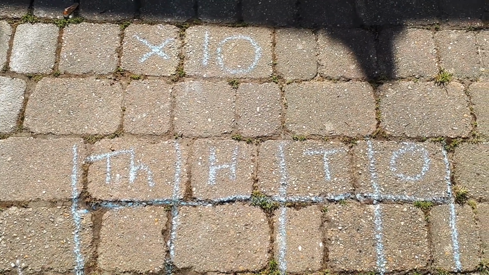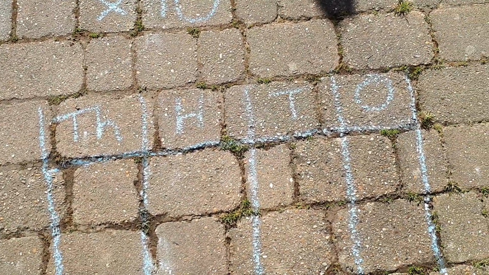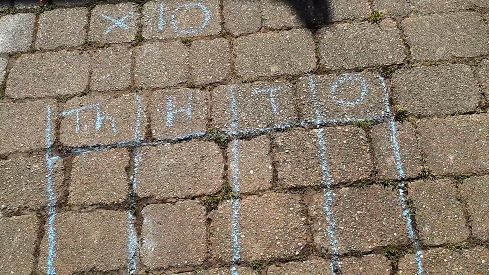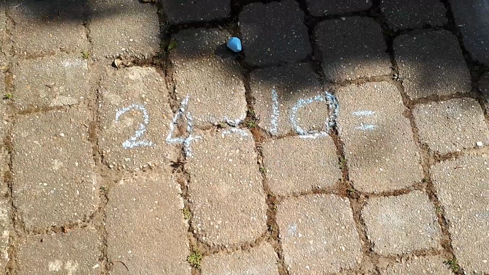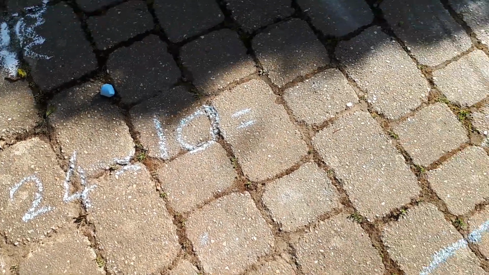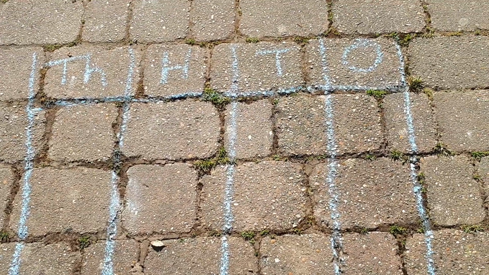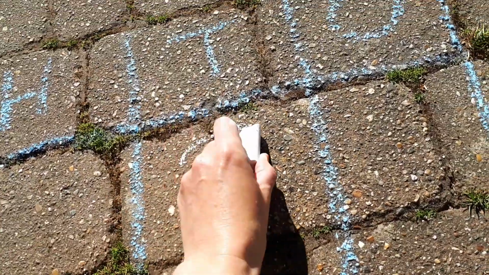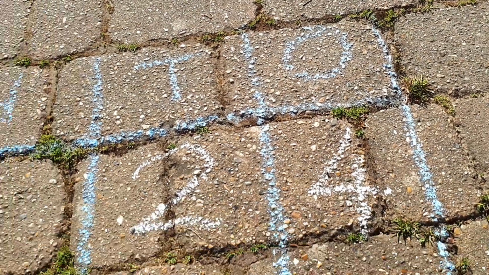So as you can see, I've started off just with a place value grid with the columns on my driveway. I've got thousands, hundreds, tens and the ones. So if we had a question like 24 times 10, then we would need to ask the child to put 24 in the correct place value columns. So you'd obviously have 2 tens and 4 ones.